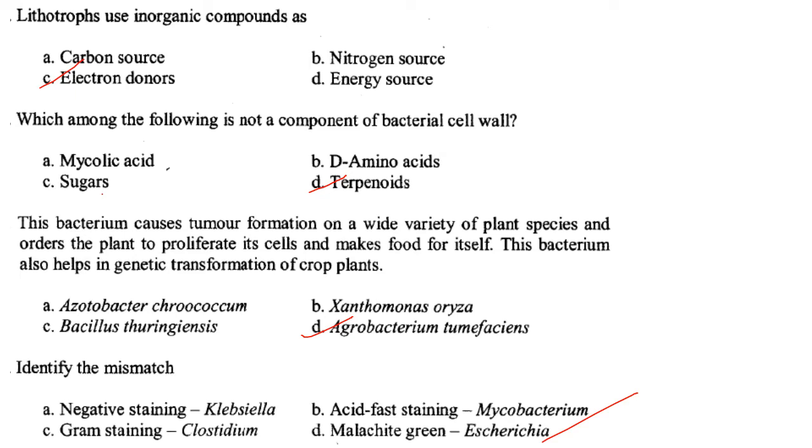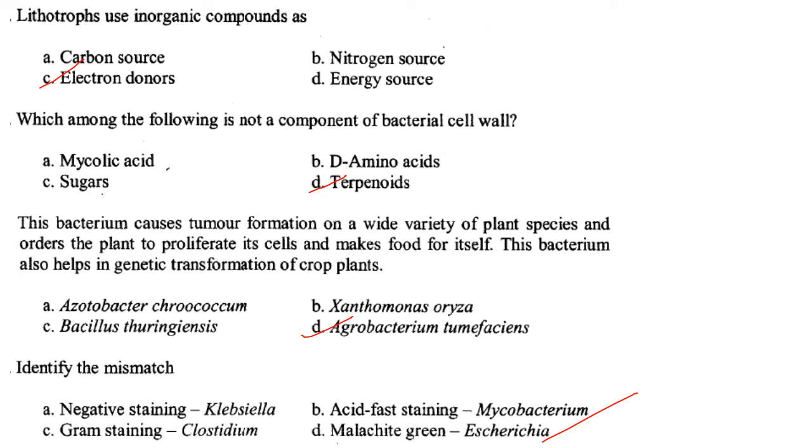Which among the following is not a component of bacterial cell wall? So peptidoglycan is a polymer consisting of sugars and amino acids. So sugars is a component of bacterial cell wall. Then mycolic acids are unique long chain fatty acids found in lipid rich cell walls of mycobacteria including Mycobacterium tuberculosis. Then D amino acids are also a component of bacterial cell wall. So the answer is option D, that is terpenoids.